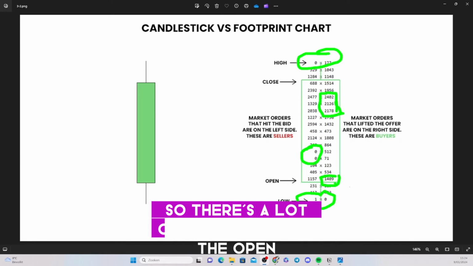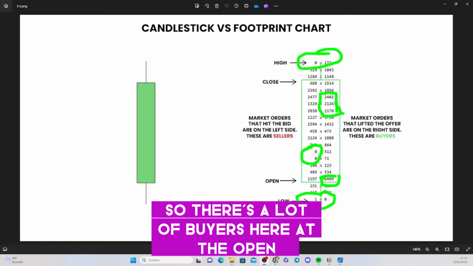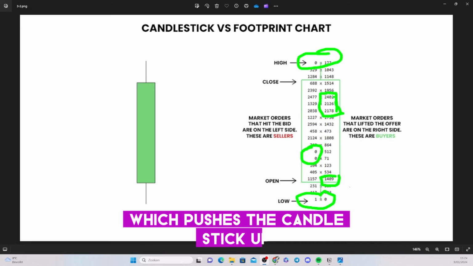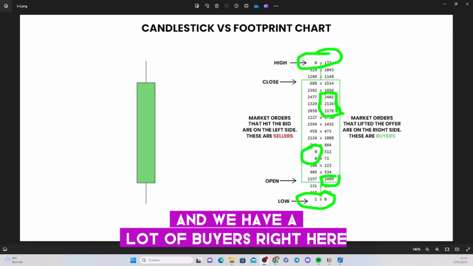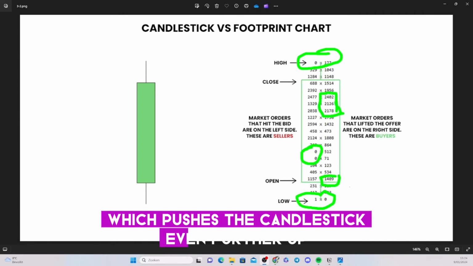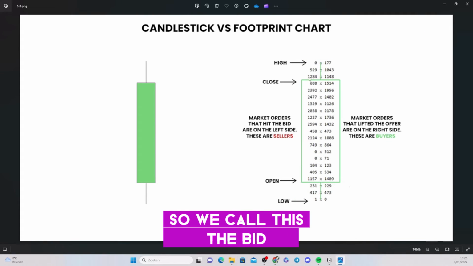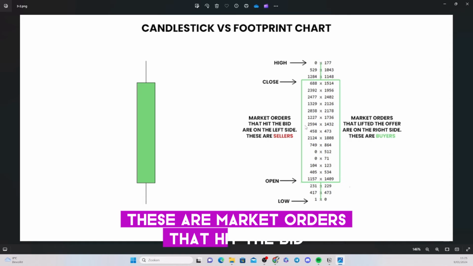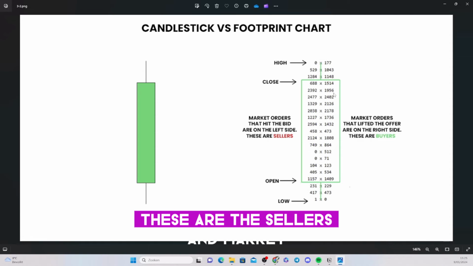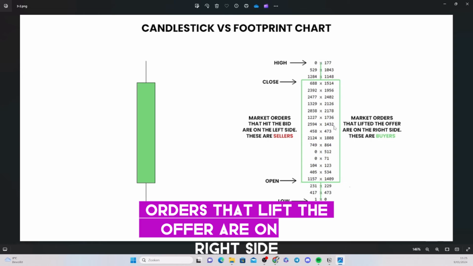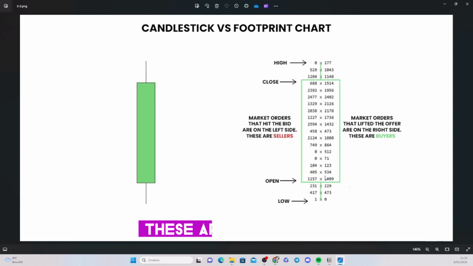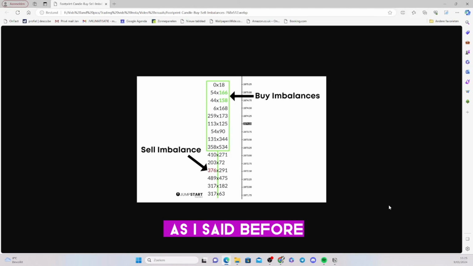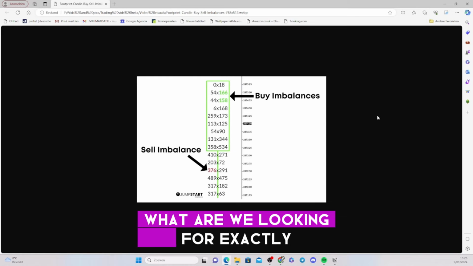So there's a lot of buyers here at the open, which pushes the candlestick up. Then we have a lot of buyers right here, which eventually pushes the candlestick further up. So we call this the bid. These are market orders that hit the bid. These are the sellers, and market orders that lift the offer are on the right side. These are the buyers.